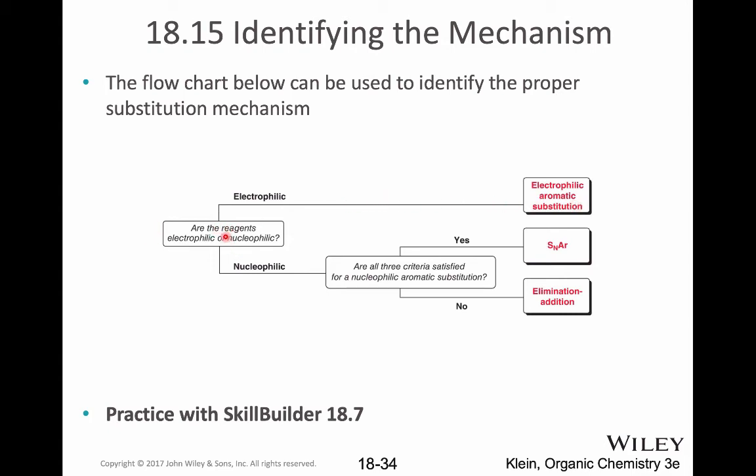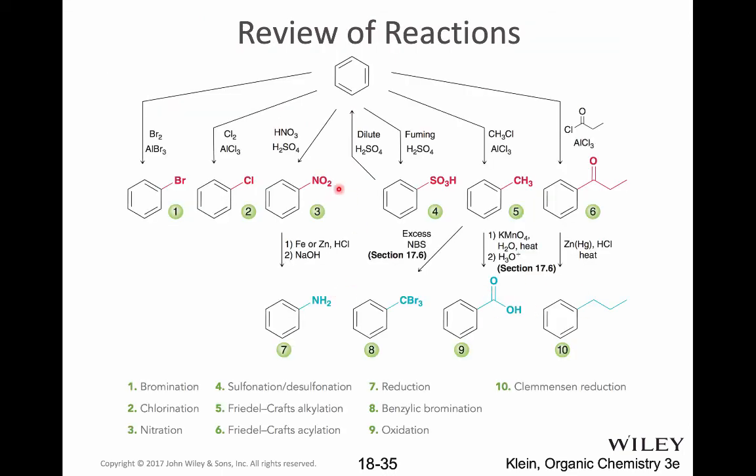If the reagents are nucleophilic, then you want to ask, are the three criteria satisfied for nucleophilic aromatic substitution? Strong electron withdrawing group, leaving group, ortho-para to the strong electron withdrawing group. If the answers to all of those are yes, you're doing nucleophilic aromatic substitution. If the answer to any of those is no, then it's an elimination addition reaction. So this is just a review of all the different reactions that we've gone over so far.